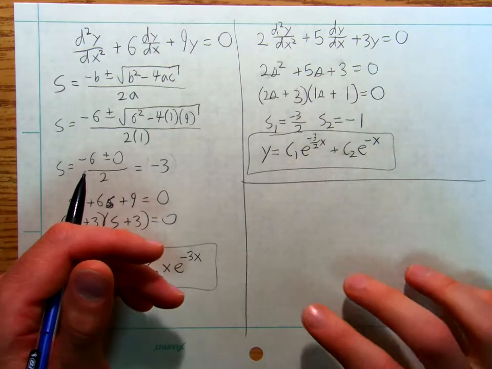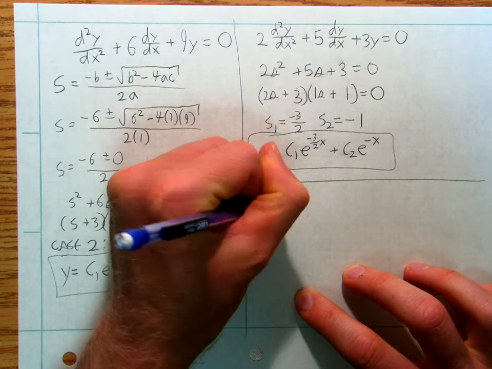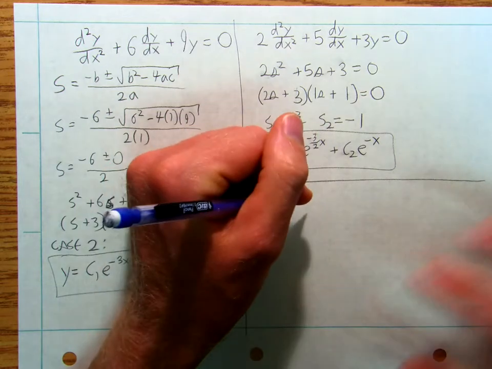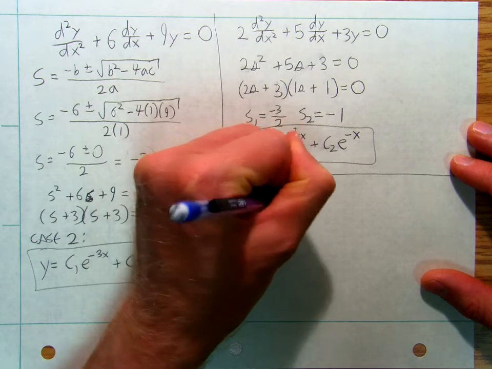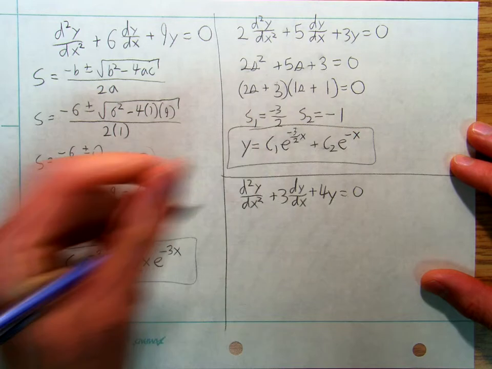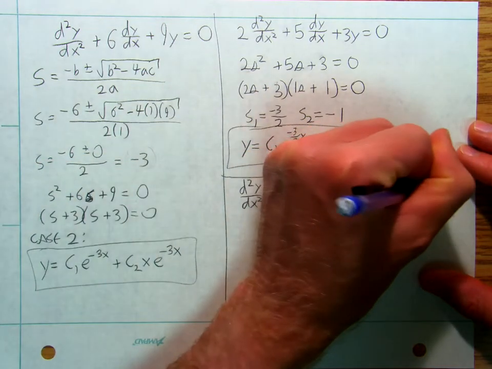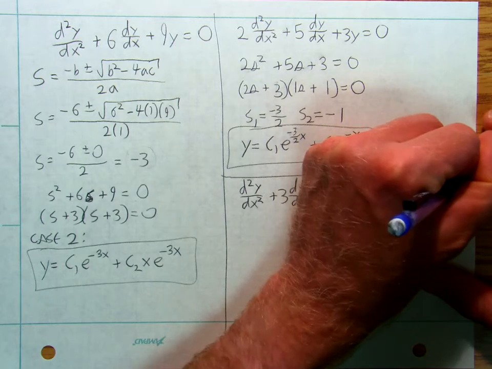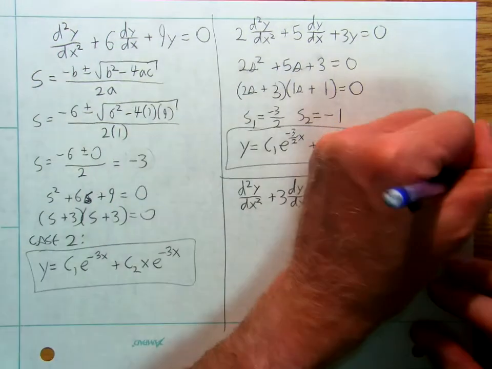Let's do d squared y dx squared plus 3 dy dx plus 4y is equal to 0. So my a is equal to 1, b is equal to 3, c is equal to, let's see, what do I want it to be? It's hard to make it anything, so let's just make it 4. That's fine.